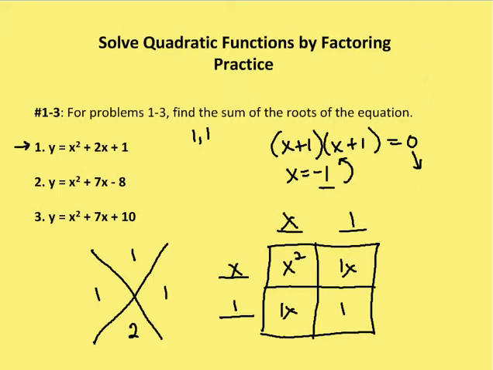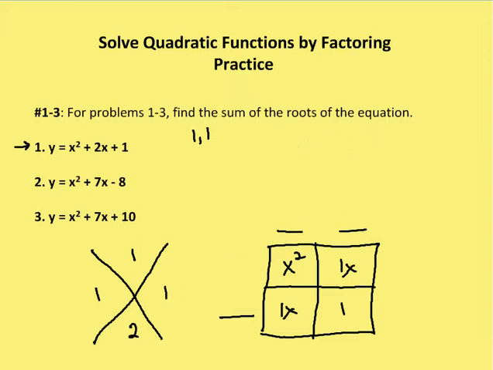Okay, we're going to go on to our next problem. So let's just erase all of this. And we're going to fill out our diamond and box again. We'll keep the box there, and then we'll just do some erasing in the diamond and with the factoring. Okay, so now we have y is equal to x squared plus 7x minus 8.